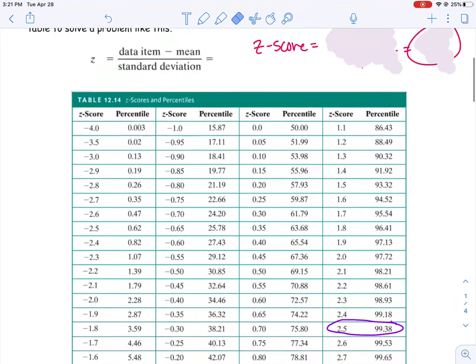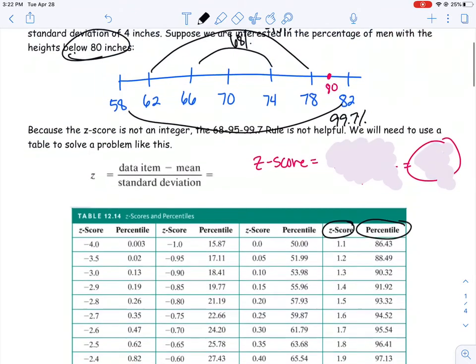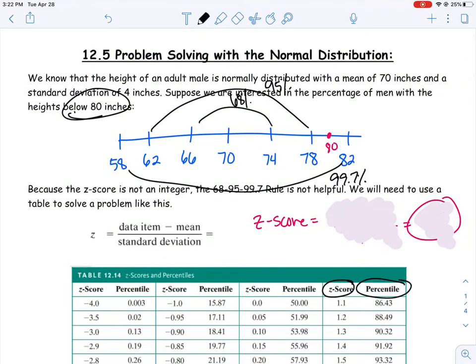This chart down here helps us when we have a z-score that isn't at one of the exact 1, 2, or 3 standard deviations away, and we can't use the 68, 95, 99.7 rule. We should still be able to figure out what the z-score is, and then we can follow that over and find what percentile we're in. So let's go ahead and do that. Let's use our z-score formula from before, where we know what the data item is. In this case, it's 80 inches. The mean is 70, and the standard deviation is 4.